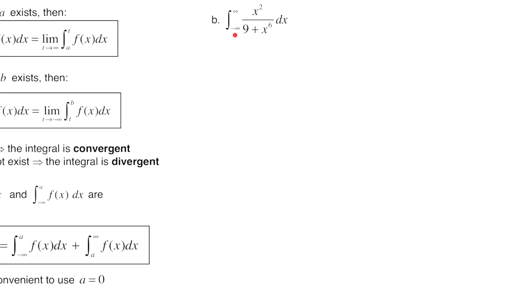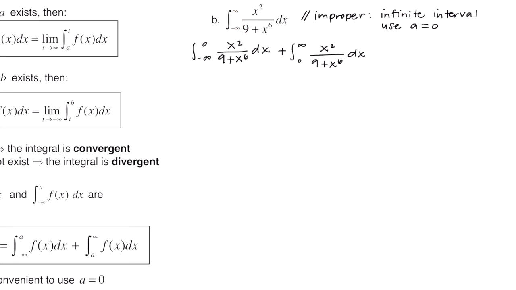This example is the integral from negative infinity to positive infinity of this rational function. So I just made a note. We have an improper integral. It has an infinite interval, and we're going to use a equals 0 to split this up. So we split it up with the integral from negative infinity to 0 plus the integral from 0 to infinity.